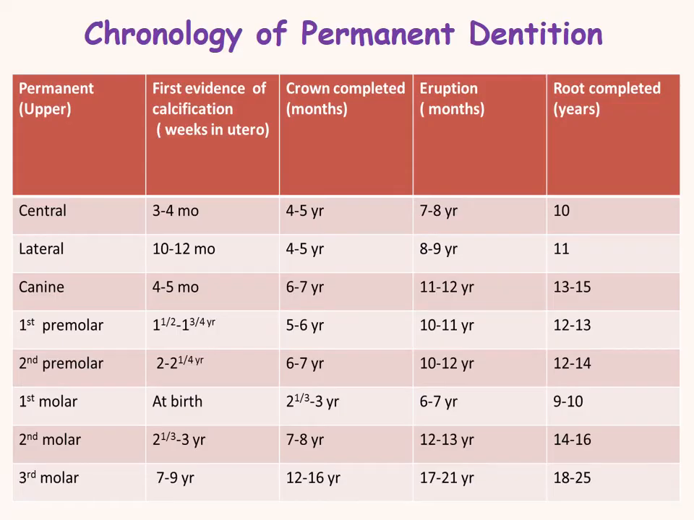So this is the chronology of the permanent dentition. So this again you have to remember the eruption dates and approximately when the root was completed. So root completion in permanent dentition takes about 2 to 3 years to occur.